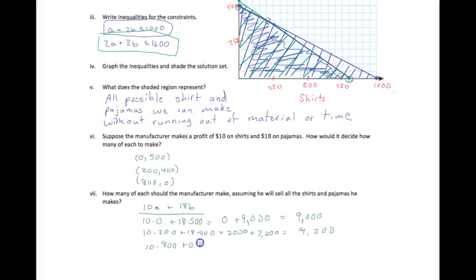And finally, he could make $10 for just making 800 shirts and no pajamas. Wow, he doesn't want to make no pajamas, that's for sure. $18 for a pajama, he wants to do that. This is only $8,000 plus nothing. Oof. Well, I think we can see that if we want to make the most money possible, $9,200 is the winner, and that means 200 shirts and 400 pajamas is our best bet.